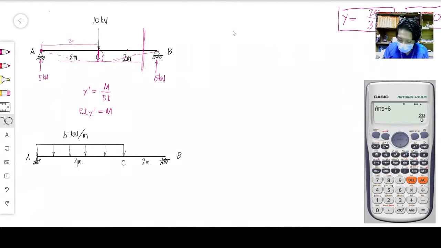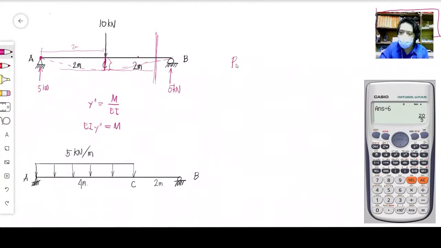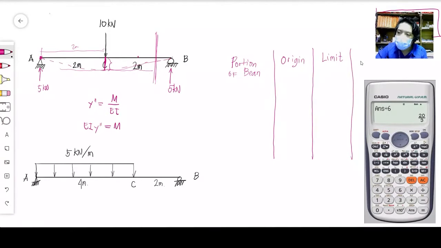Okay, so in the unit load method or virtual work method, let us use this table. We have here the portion of the beam. We have different segments of the beam: segment AB, segment AC, and segment CB. Segment AC is one portion of the beam, segment CB is another portion. We also have here the origin, which will be used. Wait, I will explain each one later. Origin and the limit, the moment M, and the moment due to the virtual load. Okay, this is M, capital letter M.